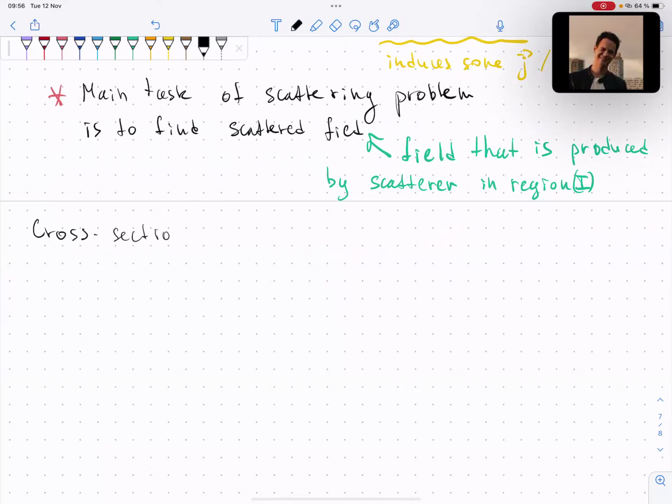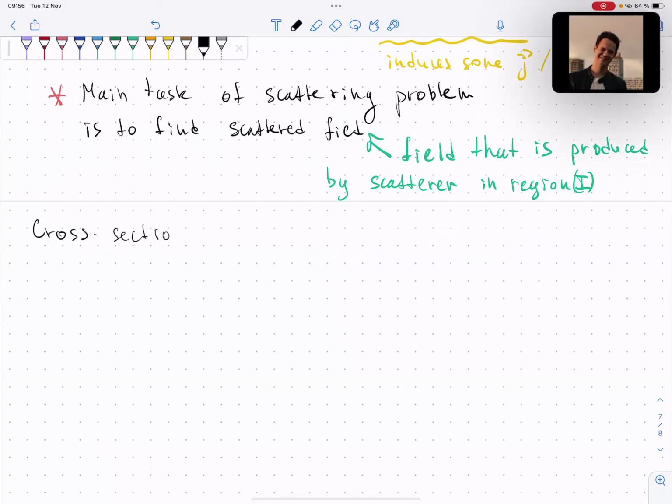These cross sections are introduced as the power which is scattered by the scatterer under the incidence of a plane wave, divided by the intensity of this plane wave. So, for example, the scattering cross section is the power scattered divided by the intensity of the plane wave, which is just the modulus of the Poynting vector.